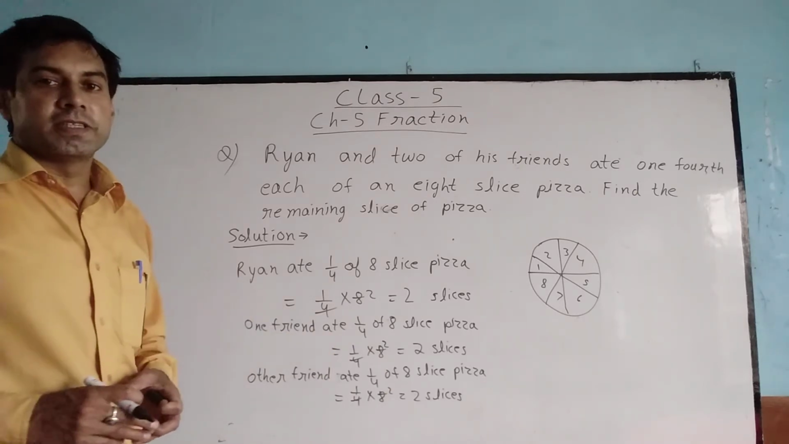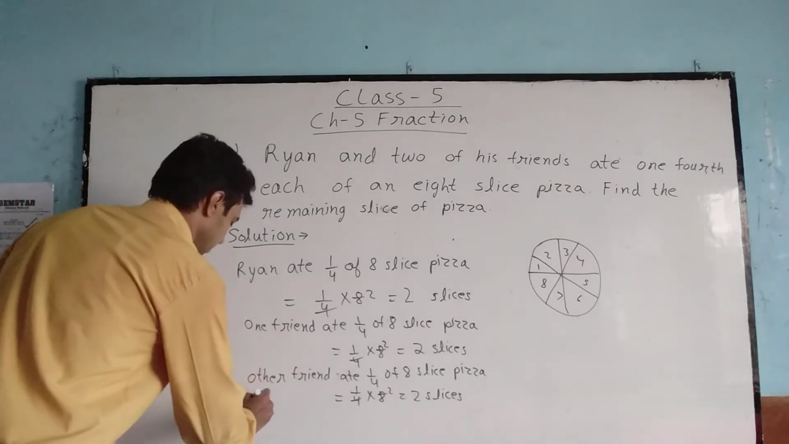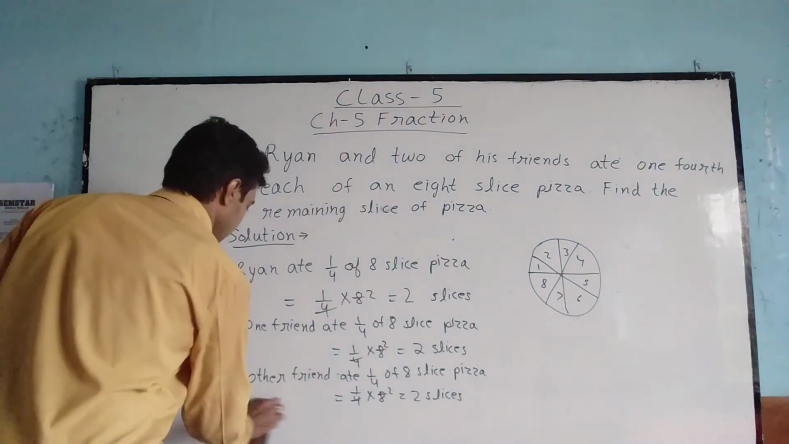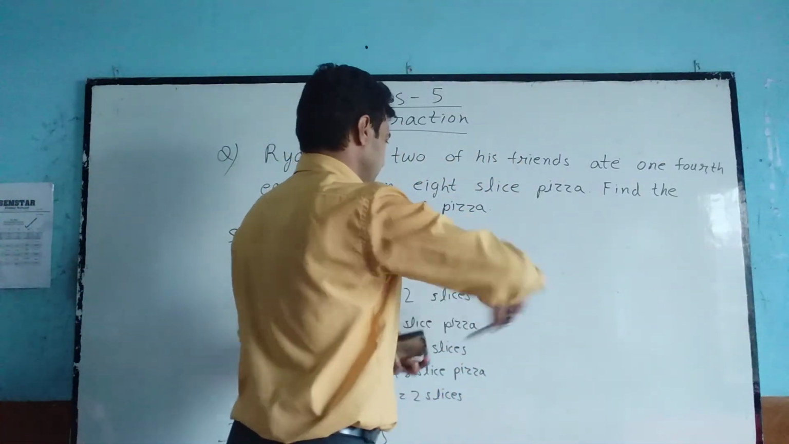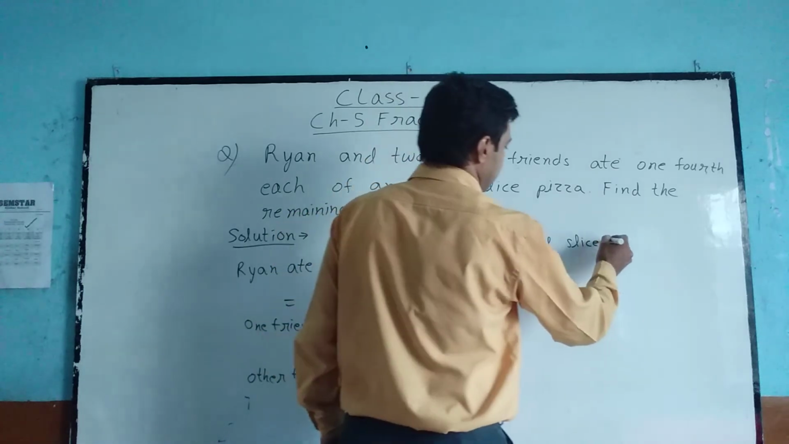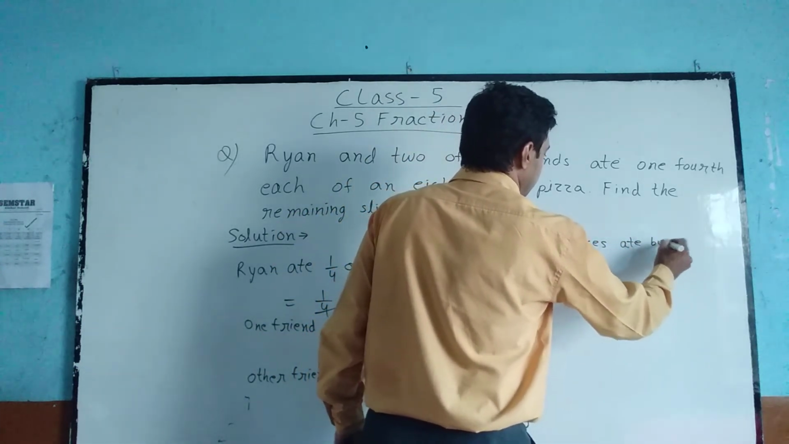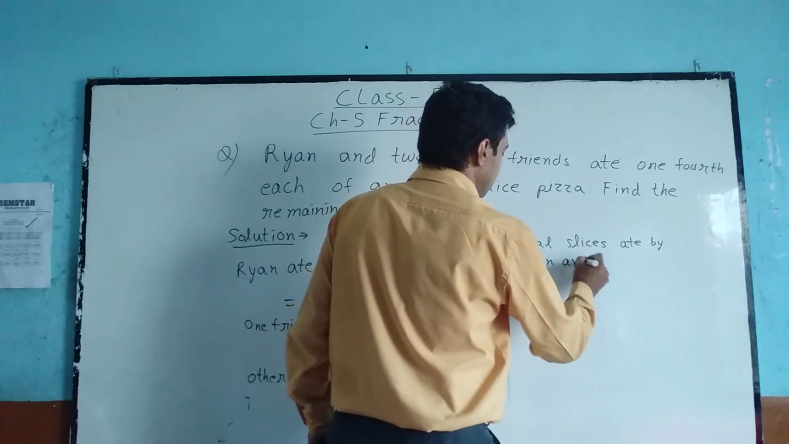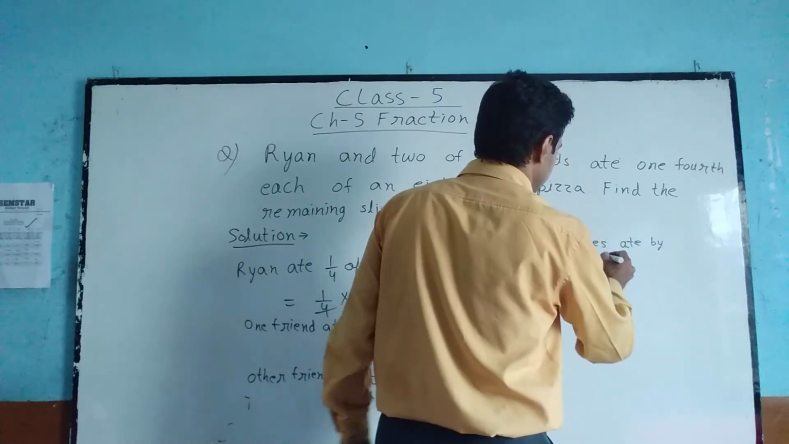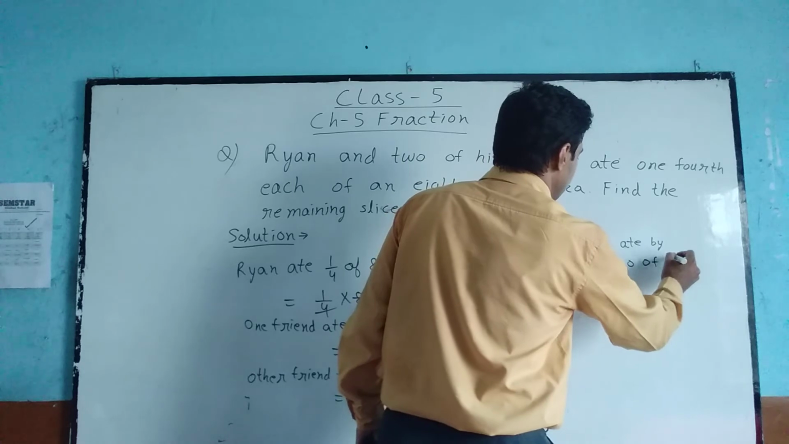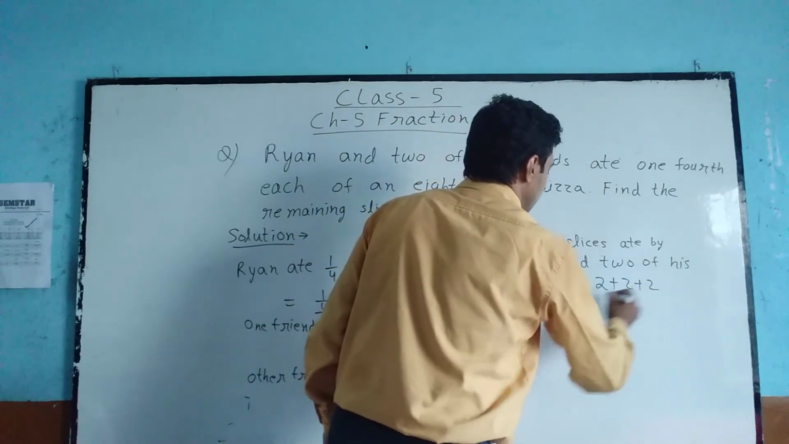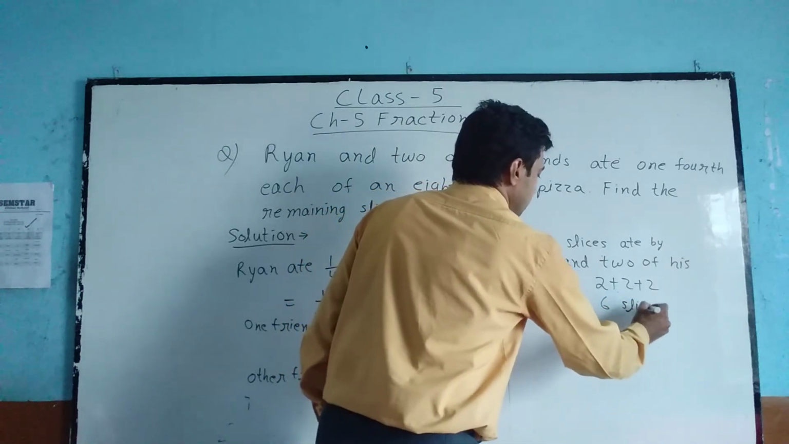So total number of slices ate by Rian and his friends. Total slices by Rian and 2 of his friends, student, is equal to 2 plus 2 plus 2, total 6. How many slices? 6 slices.